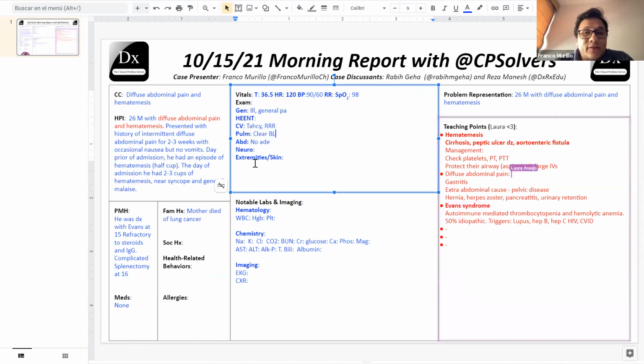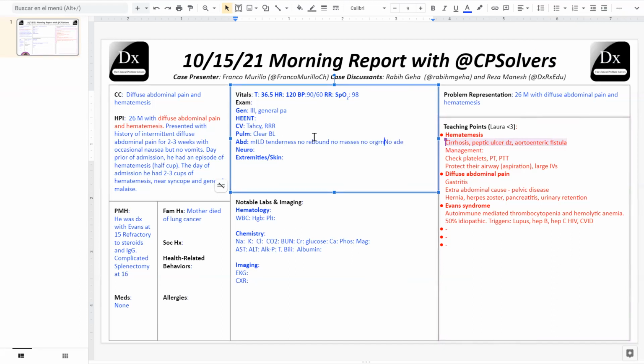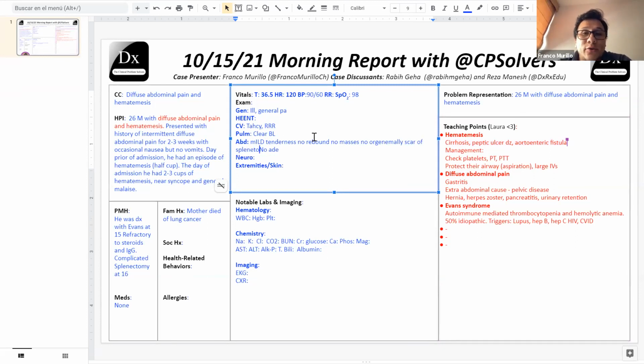Abdominal: mild tenderness to palpation in all quadrants, with no guarding, no rebound, no masses, no organomegaly, only the cicatrization from the splenectomy that he had 3 years prior. Neurological was normal. The skin: no rash, no purpura, no petechiae. There were some patchy areas of deep pigmented skin consistent with vitiligo in both hands and thorax.